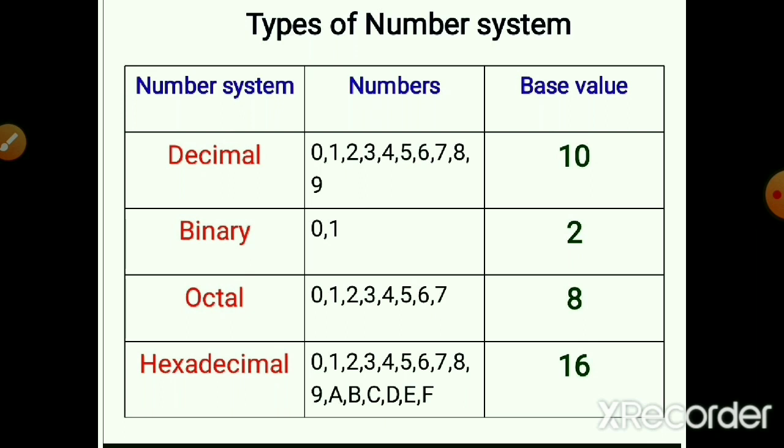Binary 0, 1, that's why the base value is 2. Octal 0 to 7 numbers, so the base value is 8. Hexadecimal 0 to 9 and A to F letters, total 16, so the base value is 16. Don't forget, decimal base value is 10, binary is 2, octal is 8, hexadecimal is 16. In number conversion also, the base value is important.